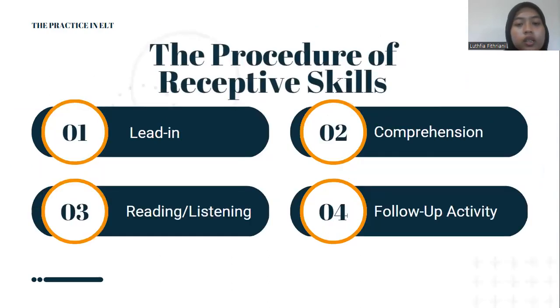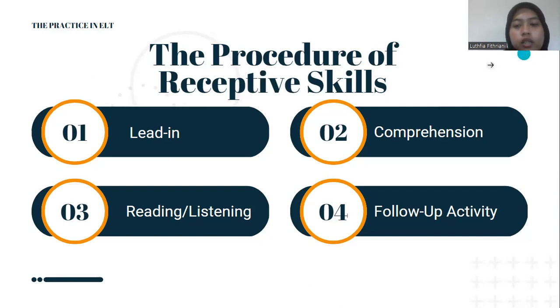And then how do we teach the receptive skills to the students? There are four procedures that the teacher has to follow. The first procedure is lead-in. Lead-in is a procedure in which the teacher builds the students' prior knowledge or schemata. Lead-in can be done by giving the students a clue, such as a picture, headline, or anything else.